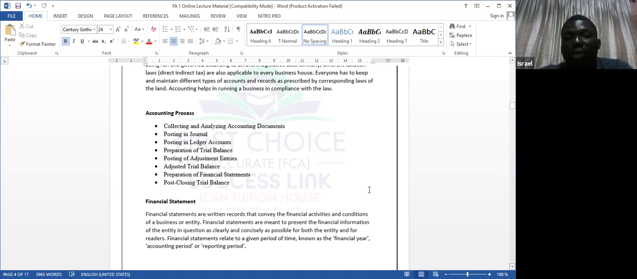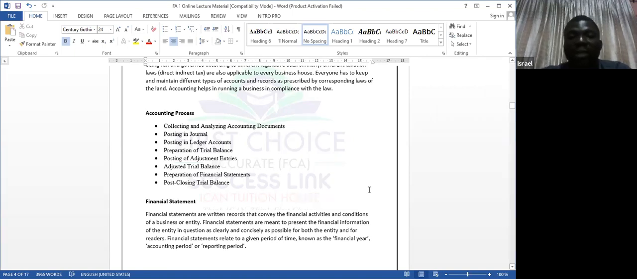Post-closing trial balance is a balance that will serve as our opening balance for the next year, for the new financial year. Now let's talk about the financial statement. Financial statement is actually written records that convey the financial activities and condition of a business or entity.